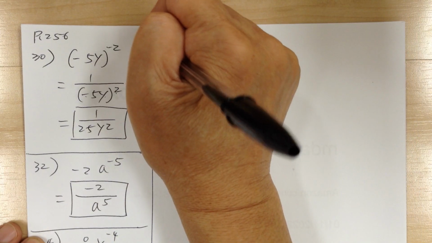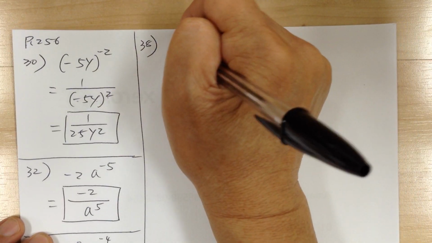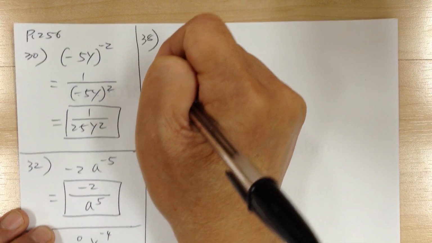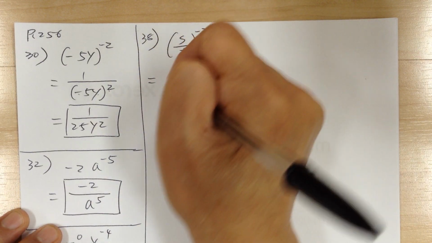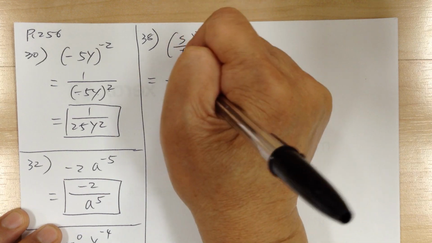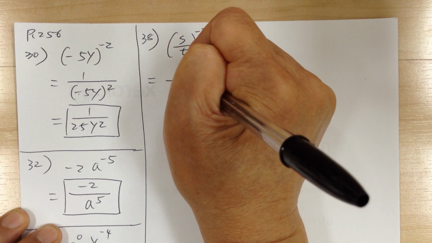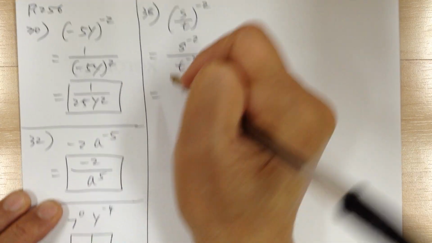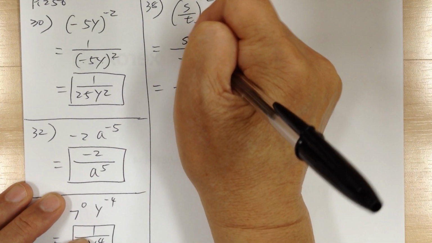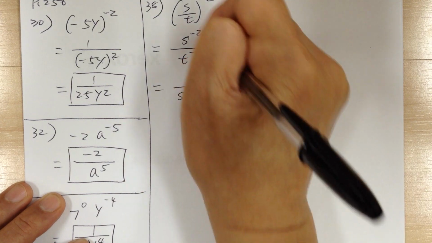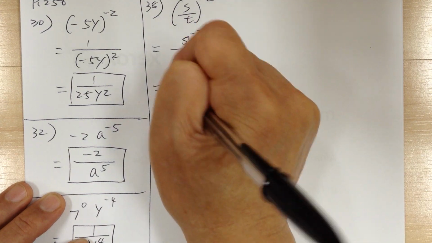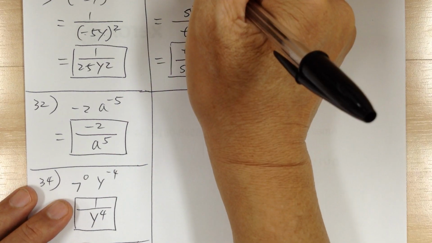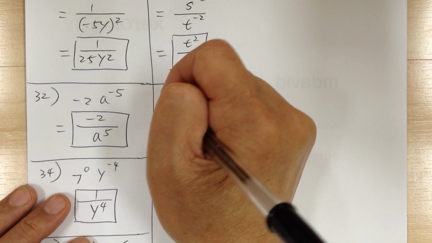Okay, let's do 38. s over t to the negative 2 power. Let's apply the power rule first. So this becomes s to the negative 2 power, t to the negative 2 power. Then you do the flipping. This one gets flipped to the bottom, and this one gets flipped to the top, and that's it. So again, it's better to apply the power rule and apply the negative exponent rule.